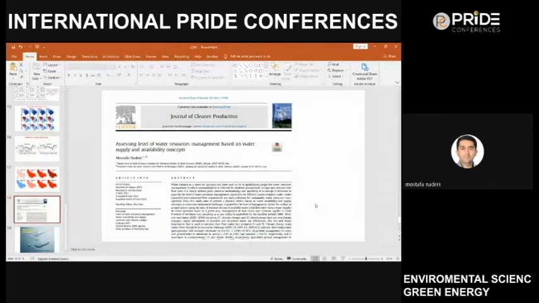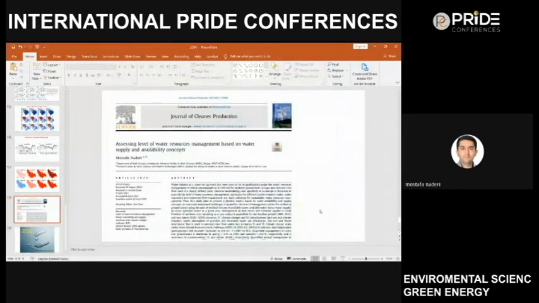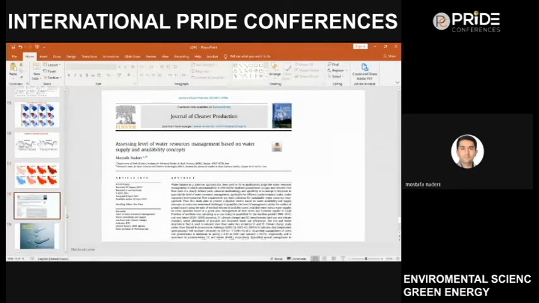Okay, this material is published in the Journal of Cleaner Production. Here I used another scenario in addition to the effect of climate change, which addresses the effect of simultaneous change in land use and climate change. But I left this scenario for anyone who wants to know more about this material.